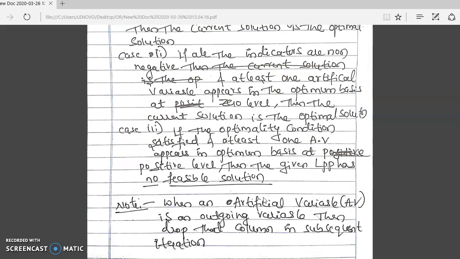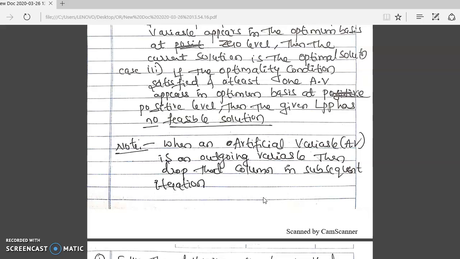Okay, next, just like in the two-phase method, here also in each iteration, whenever an outgoing variable is an artificial variable, we have to drop that column in the subsequent iteration. Okay.